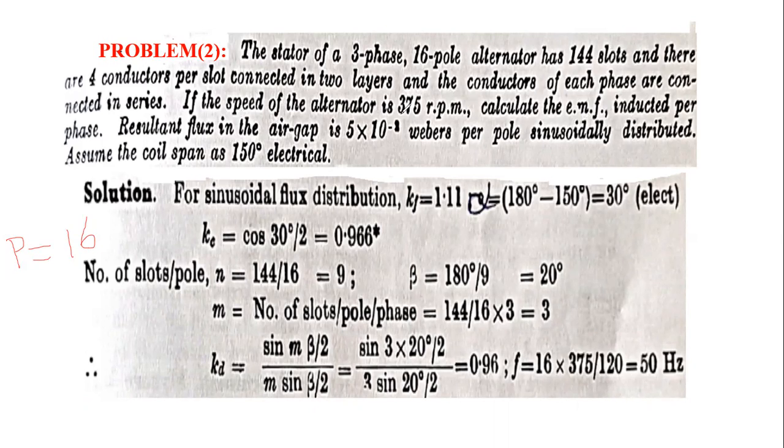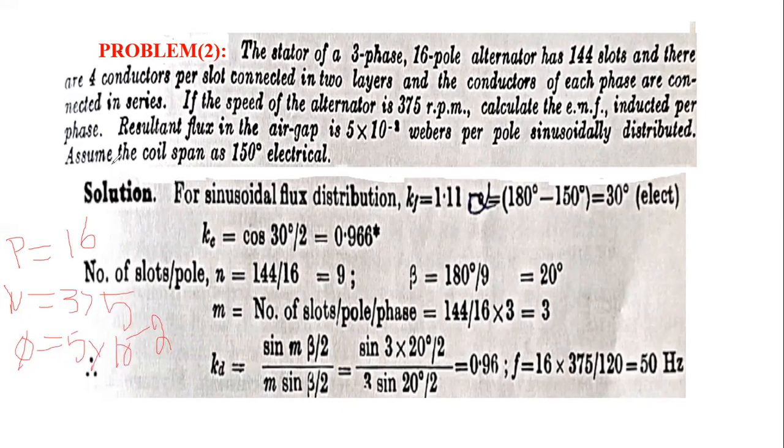If the speed of the alternator, speed means N, therefore N is equal to 375 RPM. Calculate the EMF induced per phase. The resultant flux in the air gap is 5. Therefore, phi is equal to 5 into 10 power minus 2 Webers per pole.